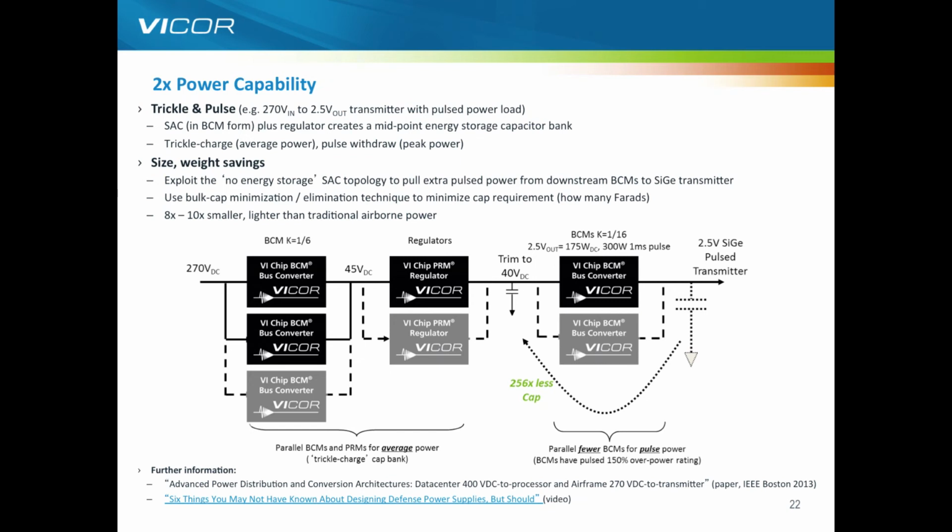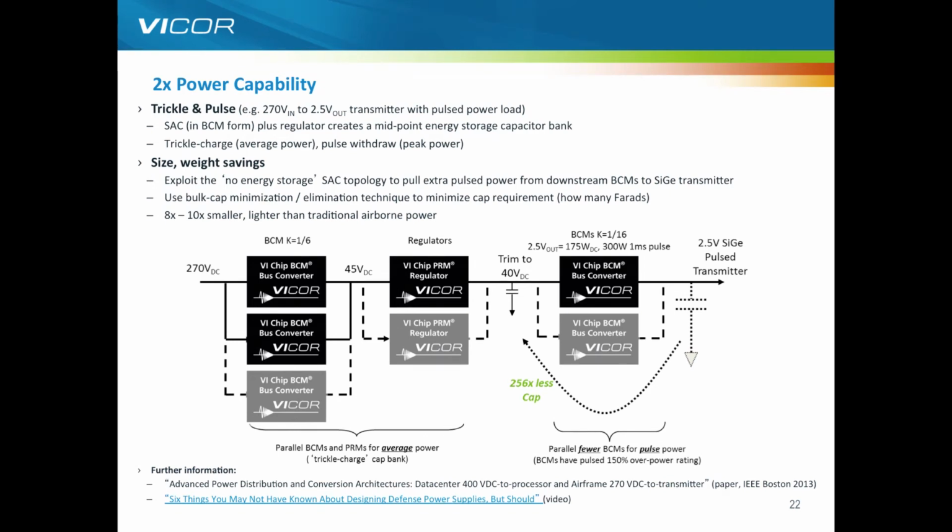So a few features here. Obviously, we are paralleling bus converters and regulators to get to the right amount of power to trickle charge or average power charge that capacitor bank. Downstream from that cap bank, we are using only enough bus converters to provide that 2x power capability we need. And that's 2x power capability because the sine amplitude converter is a thermally, not power, limited device. So by allowing this to run at a pulse duration or by maintaining the case at a low temperature, we can get more power out of this DC to DC transformer.